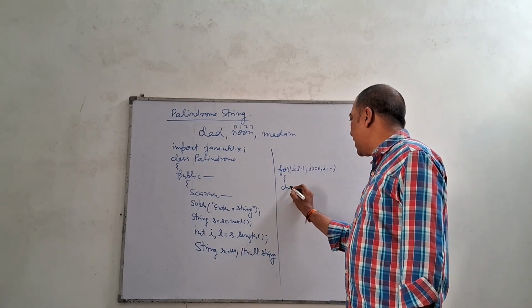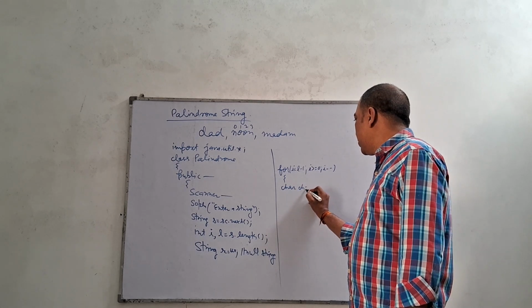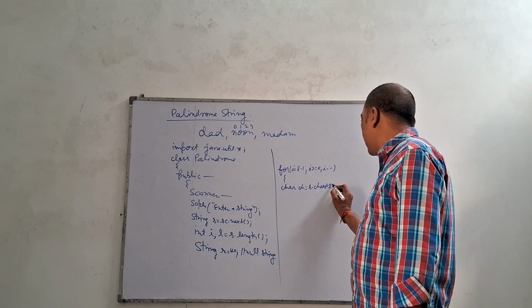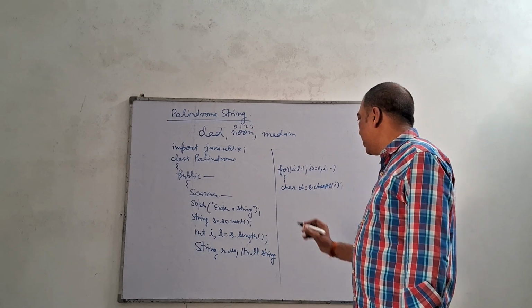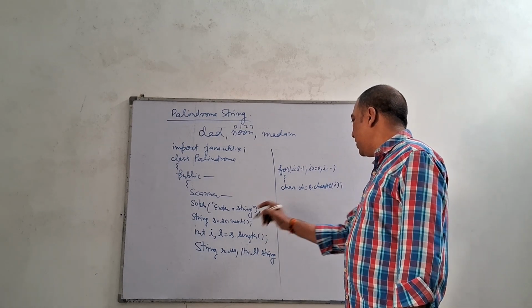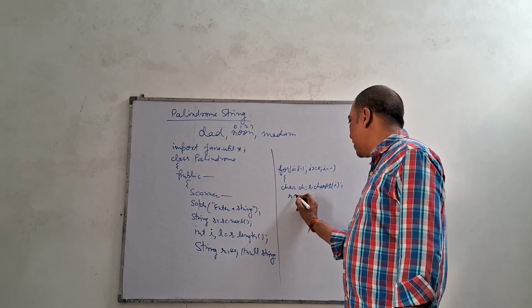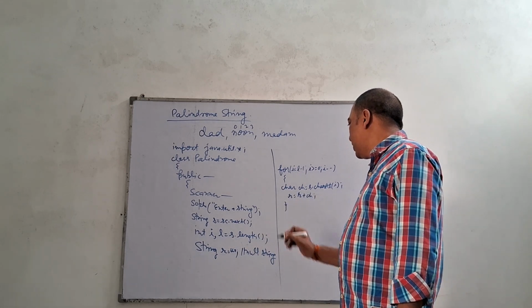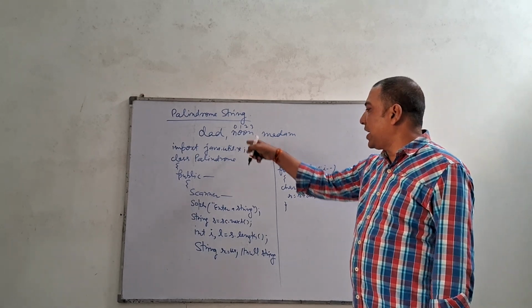Extract the character one by one. For that we will use the charAt function. Char ch is equal to s dot charAt(i). Then add this in the variable r. r is equal to r plus ch. Okay. So one by one we are adding in r.